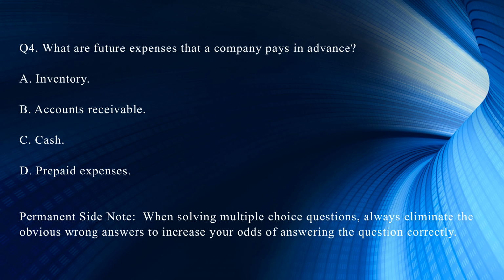So we can eliminate the obvious. What are future expenses? We know it's not inventory, A. We could rule that out. We know that it's not AR, or accounts receivable, and we can rule that out as well. And we know that that definitely is not C, cash, so we know that future expenses are prepaid expenses.